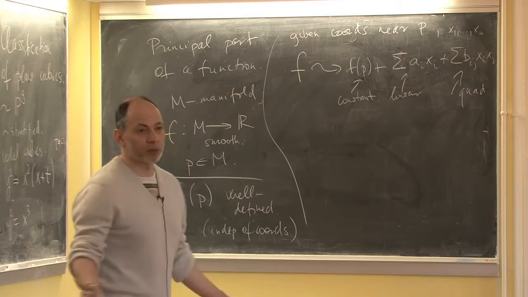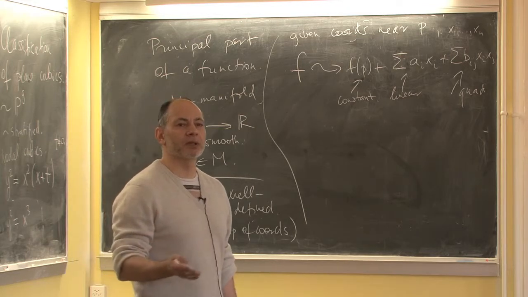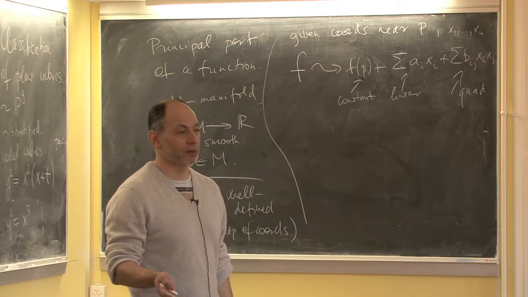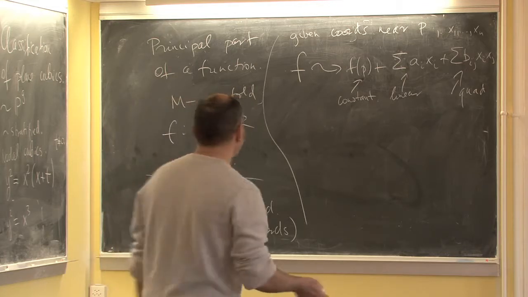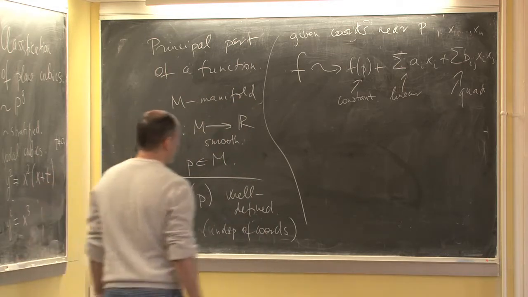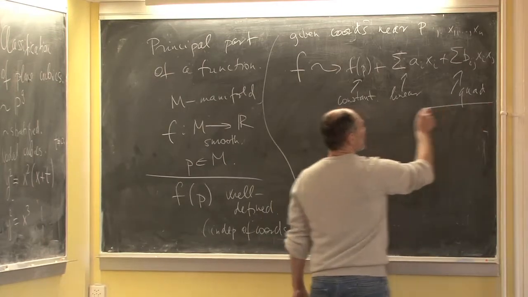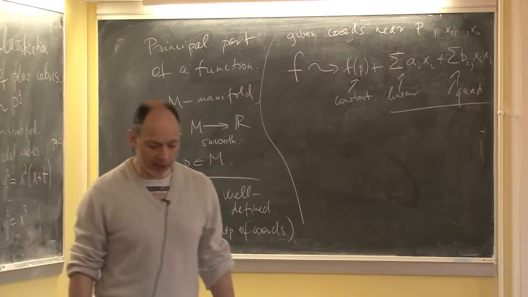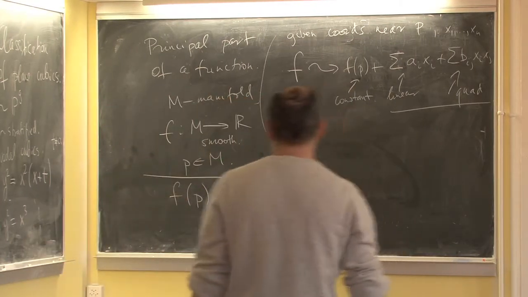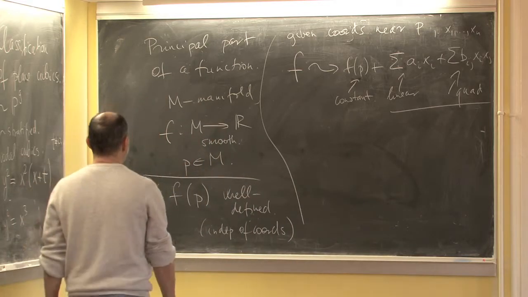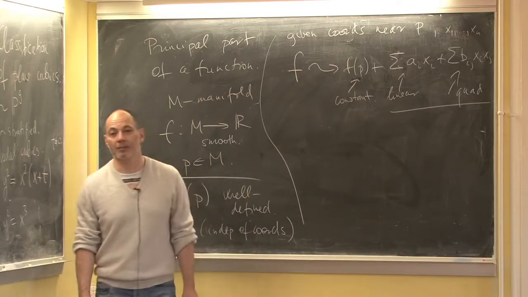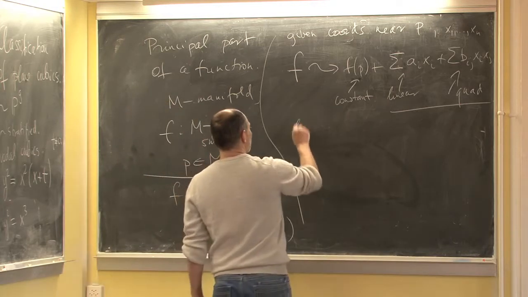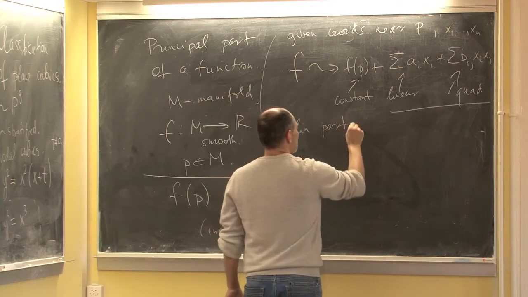For example, the simple question: can I make sense of the statement that the linear part vanishes, or something of this sort? That's a reasonable statement, right? And so the answer is that in complete generality, in fact the generality that we are interested in, this is not well defined. So we cannot make sense in general of the linear part. The linear part is not defined in general.